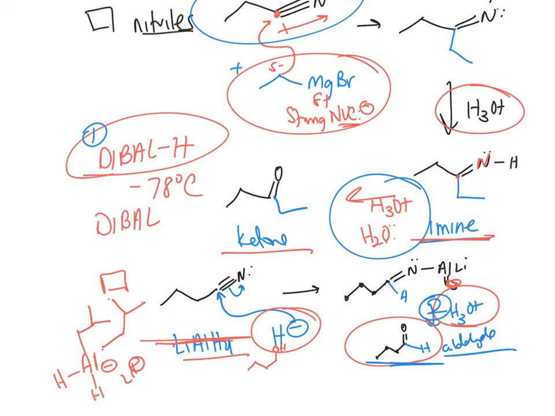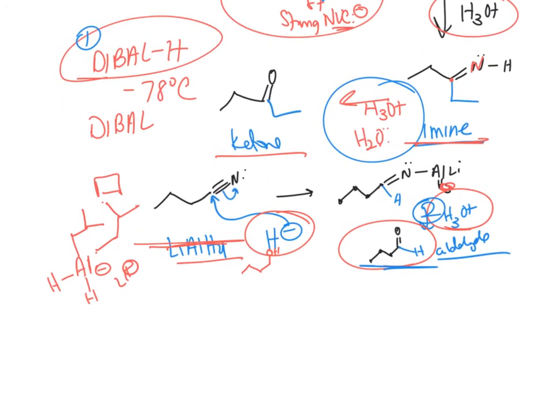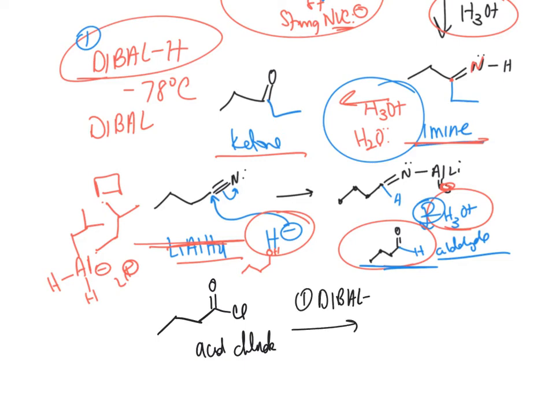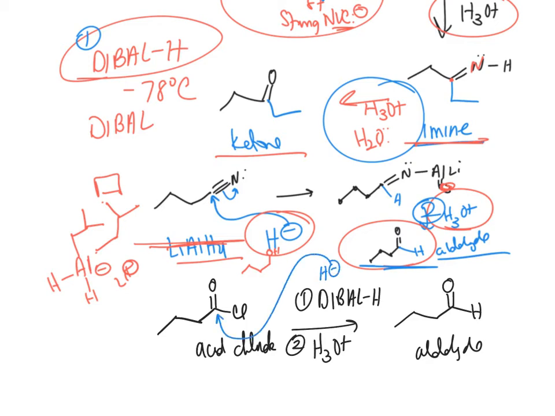The other way you can do this is through an acid chloride using DIBAL as well. If you had an acid chloride here and you treated it with 1 DIBAL, and then 2, you always have to work it up with a little bit of acid, you would get an aldehyde. What's special about this is it does deliver the hydride, H-, as a nucleophile. You get your tetrahedral intermediate.